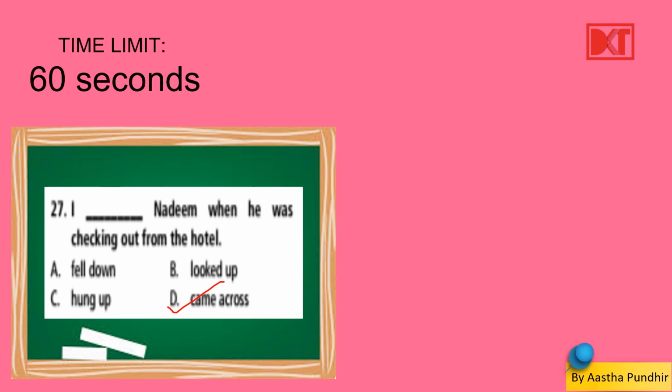Okay, so the others you see here like fell down. Falling down actually means failing, being unsuccessful in something. Looked up means searching a book or say the internet. Hung up, as I told you, when you hang up on someone, it means you like cut their phone.